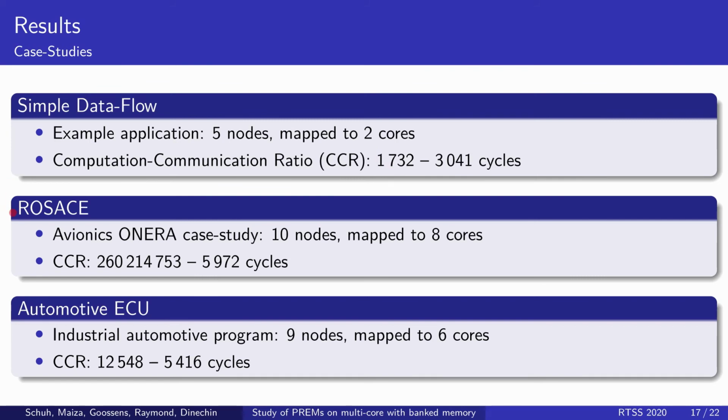Second case study is the RTSS avionics program that has 10 nodes and is mapped to 8 cores. And we can see from CCR that it spends the vast majority of its time computing. The third case study is an automotive electrical compute unit program, an industrial use case that has 9 nodes and is mapped to 6 cores. And from its CCR, we can see that it spends the double of its time computing rather than communicating.